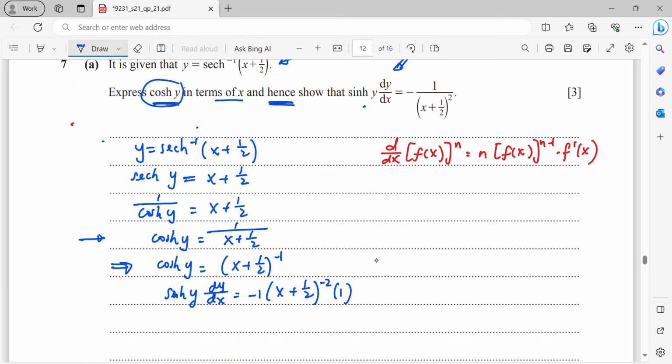So now, let's check this form. Left hand side already found the terms. Right hand side I just need to move down the power negative 2. So it will be negative 1 over x plus half squared. So with this, I have shown the expression.